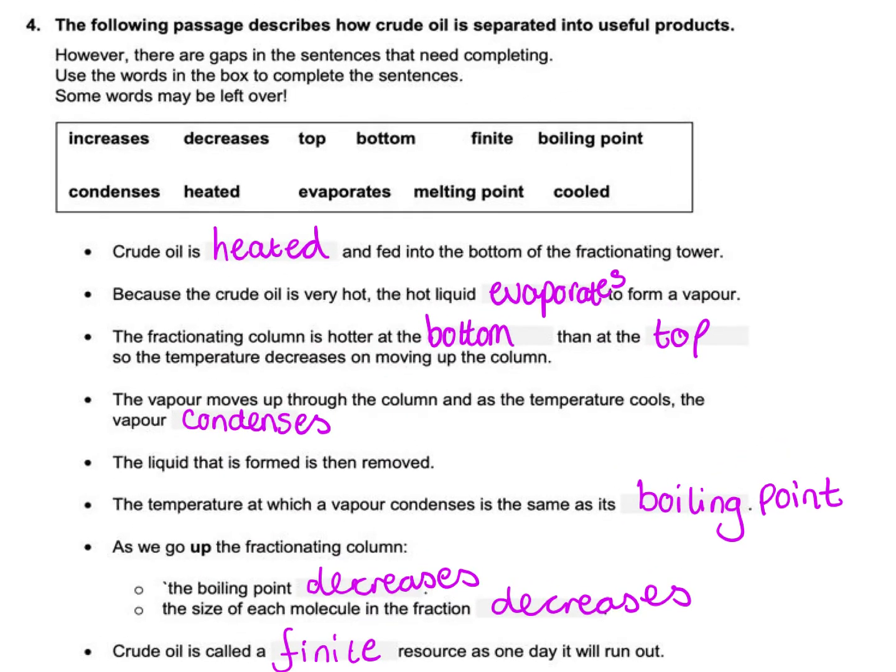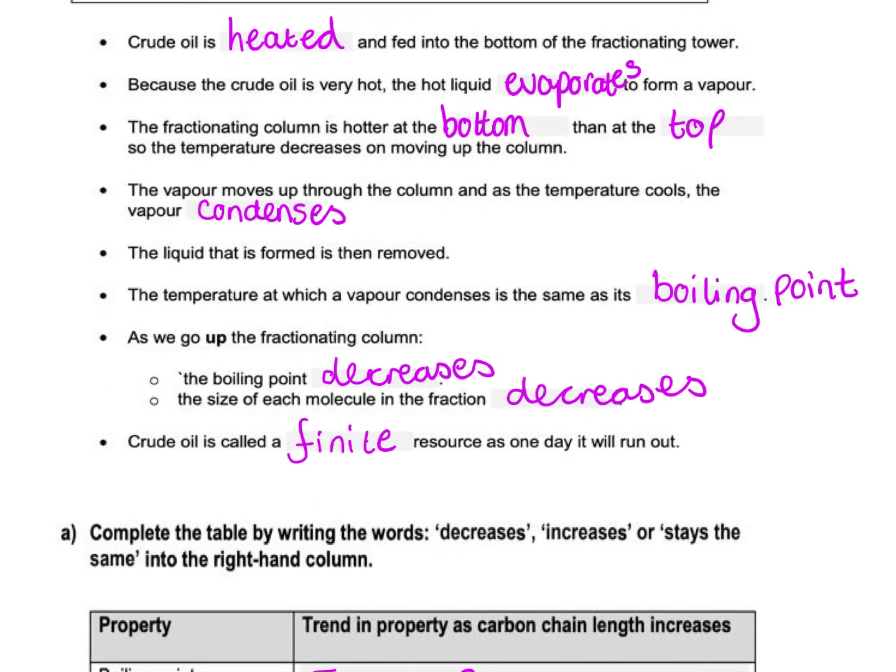Information about crude oil, it gave you the keywords to use, which was quite nice. So crude oil is heated and fed from the bottom of the fractionating tower. Because crude oil is very hot, the hot liquid evaporates to form a vapour. The fractionating column is hotter at the bottom than at the top, so the temperature decreases as you move up the column. The vapour condenses. The liquid that is formed is then removed.